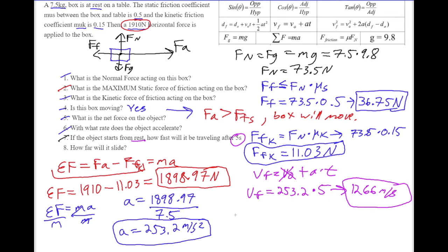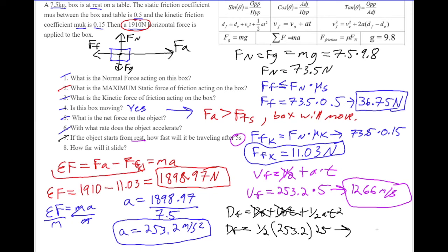Last part, and then we're almost done, says how far will it slide in that time? Well, how far is talking about the final distance. So let's go ahead and use big dog for this. Big dog is df equals do plus vot plus 1/2 at squared. We know the initial velocity is 0, so that's 0. We know the initial distance is 0, so that's 0. So we're just left with df equals 1/2 acceleration, which we know is 253.2 times t squared. T is 5, 5 squared is 25. Now we just multiply all those numbers together and solve and find out that the final distance is 3,165 meters.